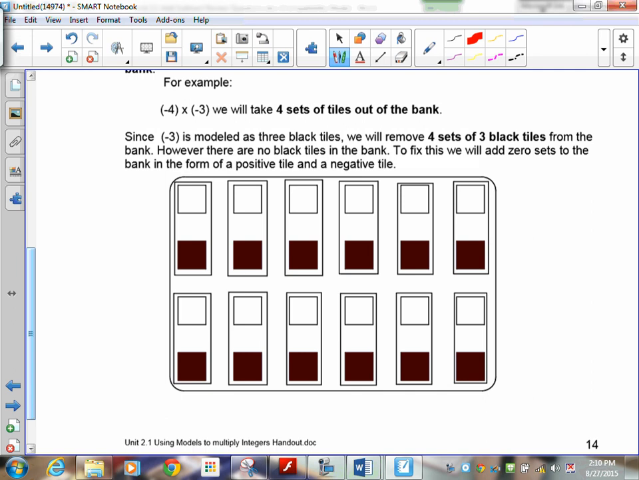Now, same thing happens here. Negative 4 means take out 4 groups of negative 3. Now remember, the bank has nothing in it to begin with. It's empty, right? So if it's empty, it's got nothing, which is zero in it. So I'm going to fill it with zeros. Now, how many zeros do I put in there? Well, I've got to have enough zeros so that I can take out 4 groups of negative 3.